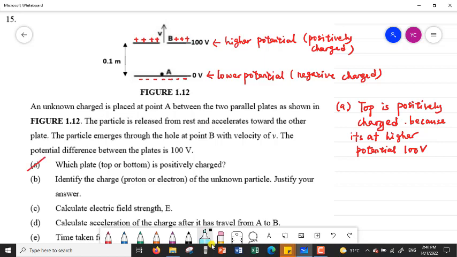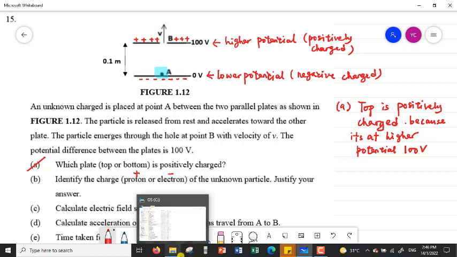Proceed to question B. Identify the charge, proton or electron, of the unknown particle. Justify your answer. So class, this particle is unknown. We didn't know about the charge, whether it's proton or electron. So kita nak dapatkan sama ada unknown particle ni proton, charge means it's positively charged, or electron, negatively charged. Okay, so how we are going to determine particle tu proton or electron? Kita akan refer kepada electric force that acting on that particle. I repeat, we will refer to the force that acting on that particle.